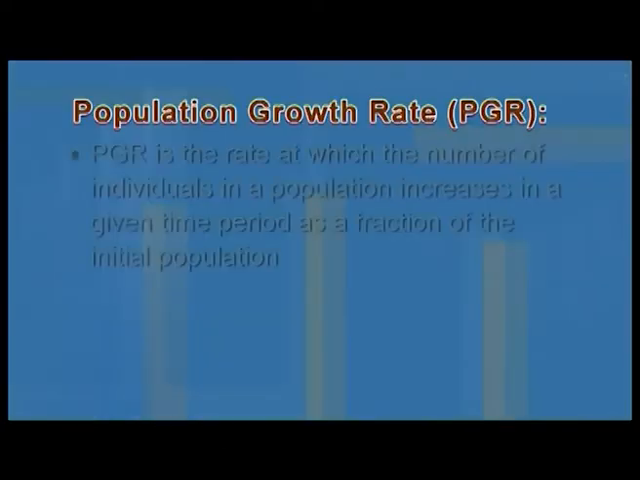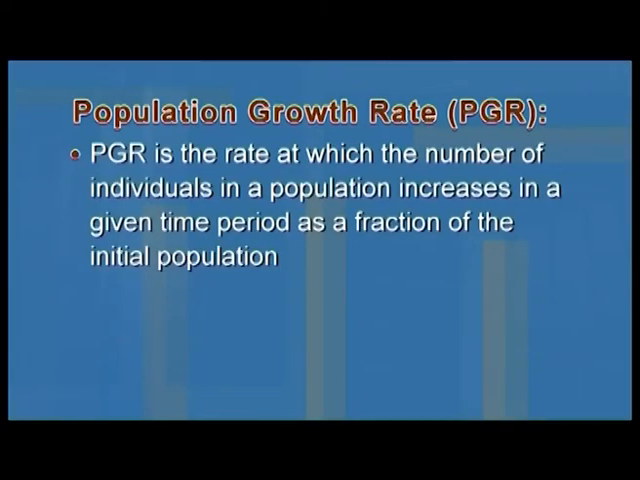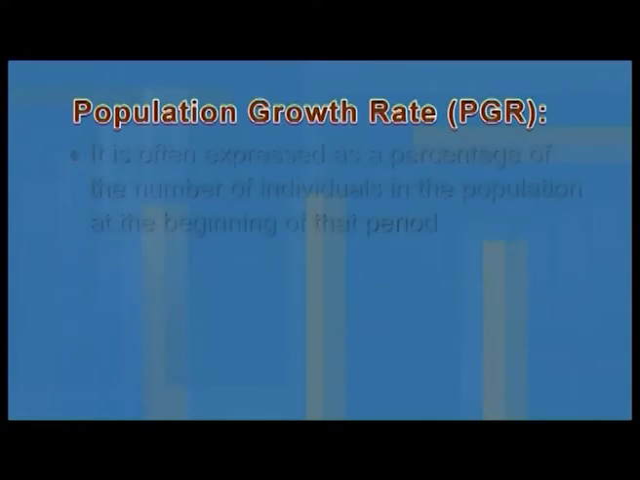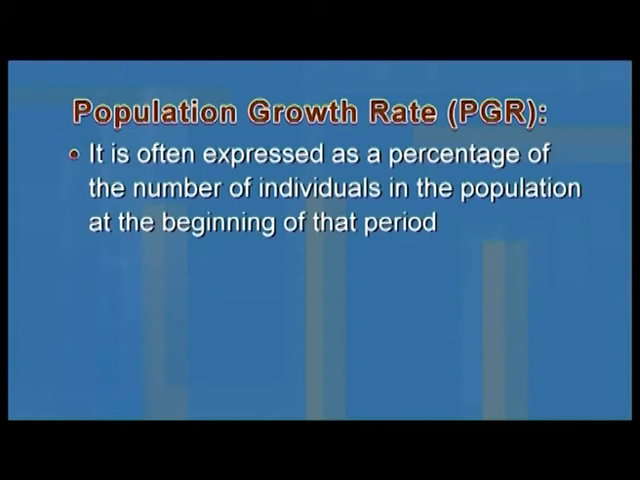Population growth rate can be defined as follows. In demographics and ecology, population growth rate is the rate at which the number of individuals in a population increases in a given time period as a fraction of the initial population. Specifically, population growth rate ordinarily refers to the change in population over a unit time period. It is often expressed as a percentage of the number of individuals in the population at the beginning of that period.